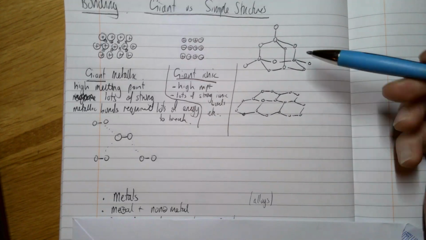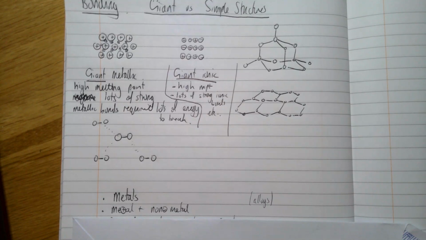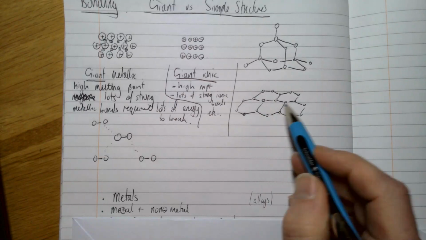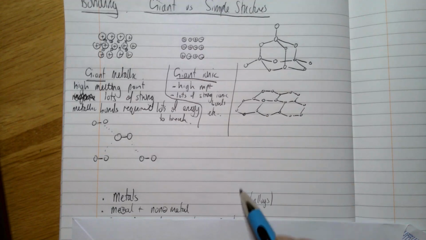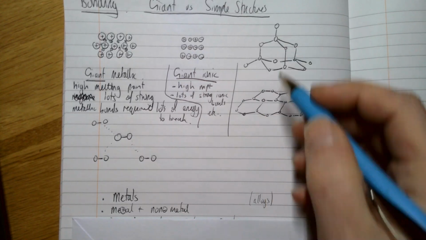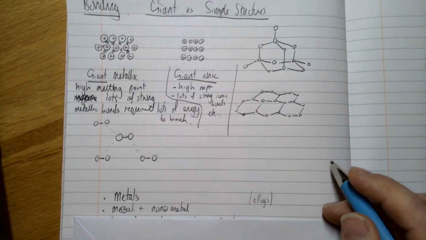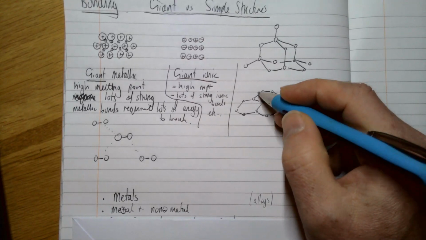But you've got structures like this, which is diamond, which has lots of carbons attached to each other, each carbon making 4 bonds. Or we've got graphite. This is a single layer of graphite, this would be graphene. But graphite's a number of layers of graphene lined up with one another. Again, to melt graphite or diamond or the other one, silicon dioxide, you have to break these strong bonds.